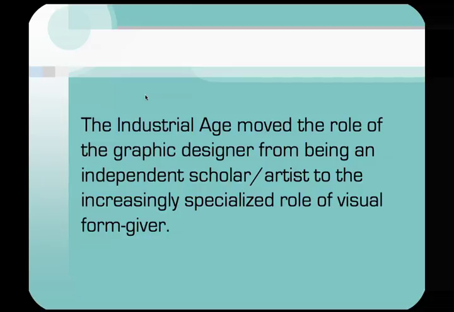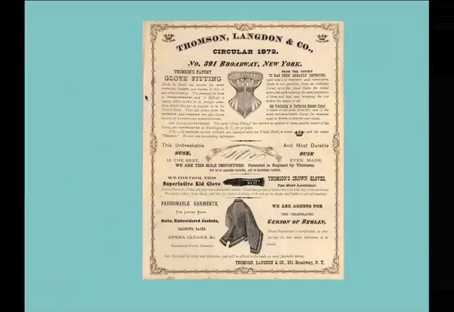You now split apart the different jobs. You had the printing press operator, you had the graphic designer that laid out the page, you had the person that pulled the pages off at the end of the printing press and bound them, you had binders and cutters. So what we had was the visual form giver, or the graphic designer, became a specialized position.